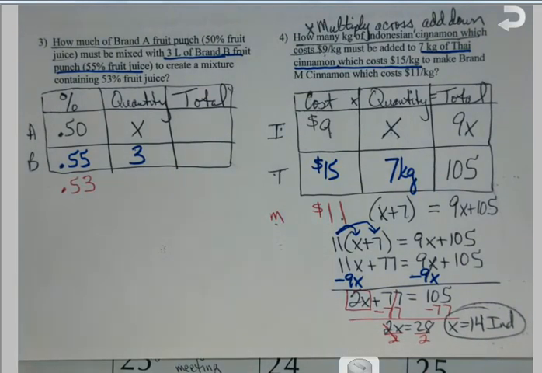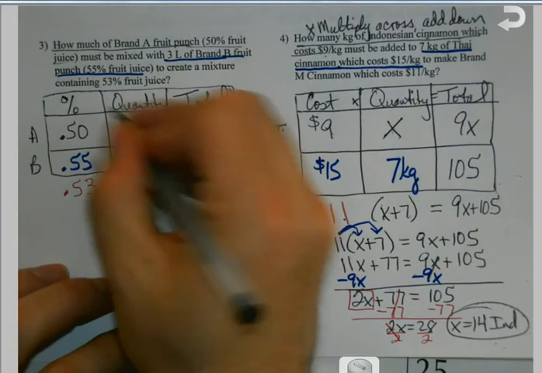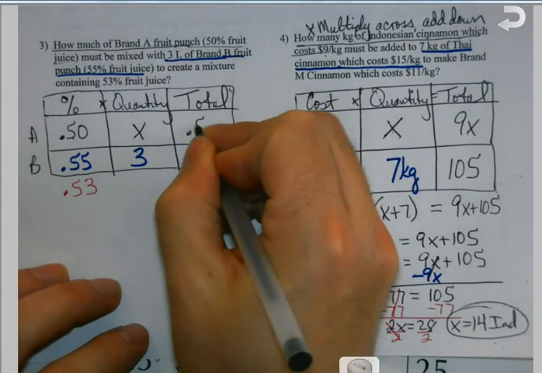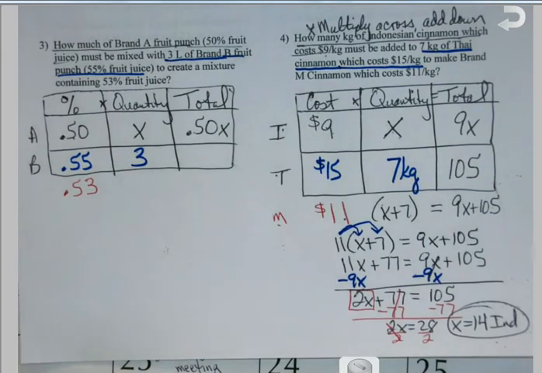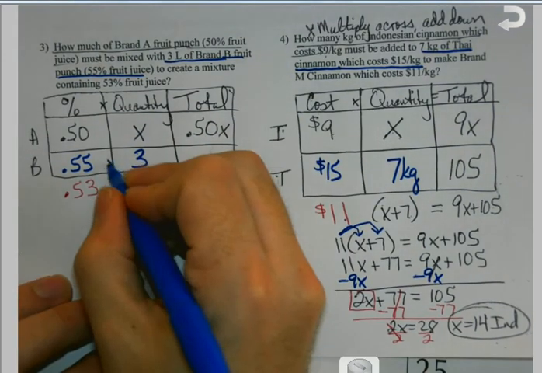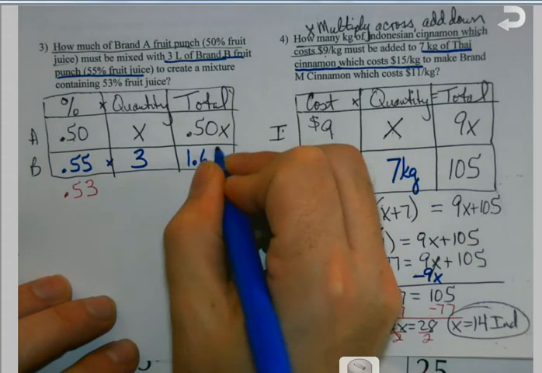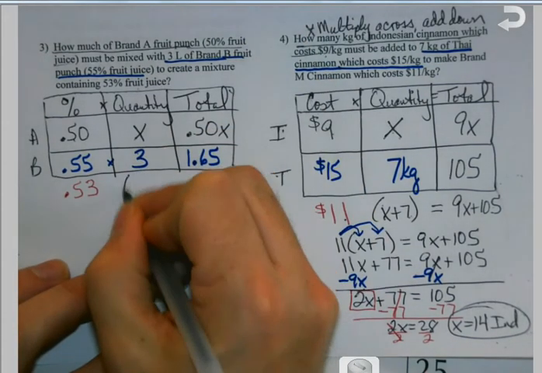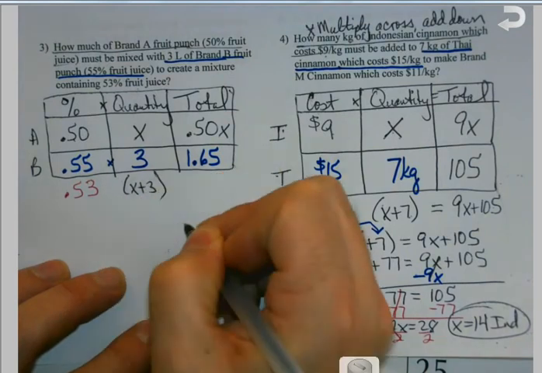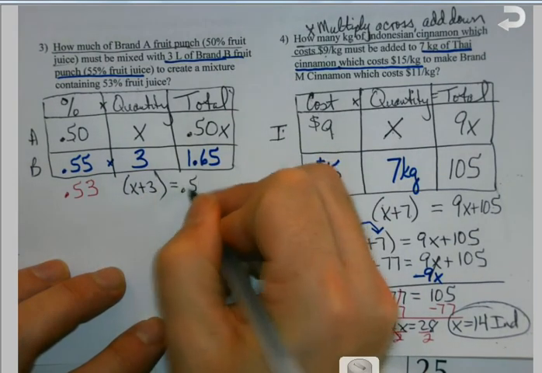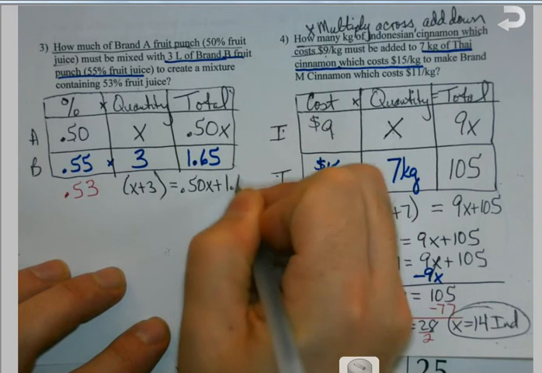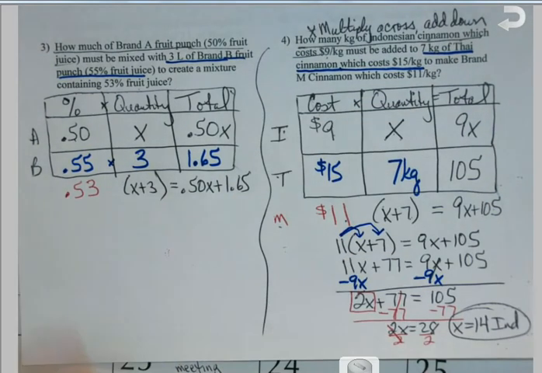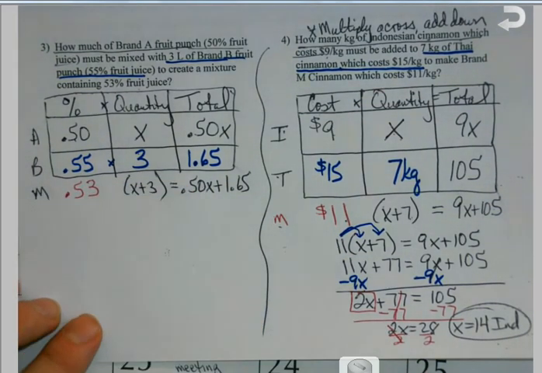So we're like, oh, it's going to be one like number 4 again. So I'm going to multiply these guys. And I'm going to multiply these guys. And then to finish it up, to get my end value, I'm going to go ahead and add down. So I get x plus 3. And I get 0.50x plus 1.65. And again, that's what my mixture is going to be.